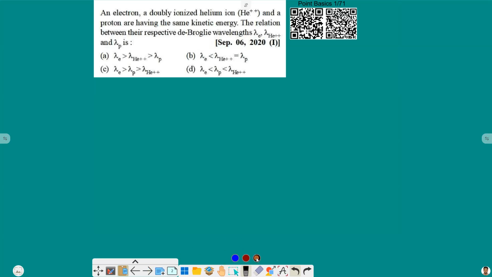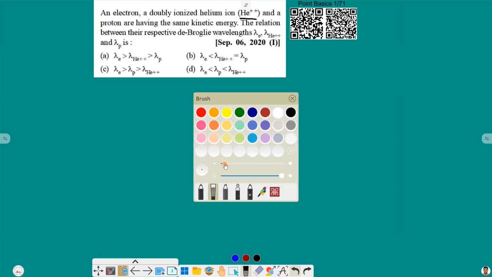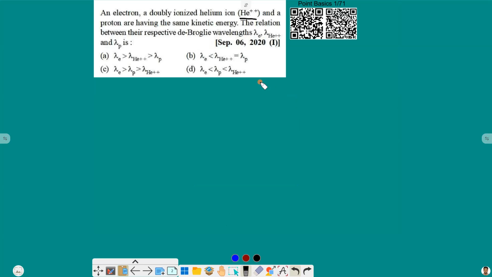Now, starting with question 1. An electron, doubly ionized helium (He+), and a proton are having the same kinetic energy. What is the relation between their respective de Broglie wavelengths?